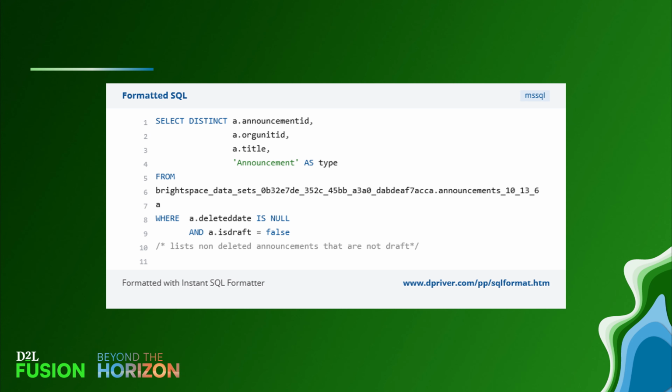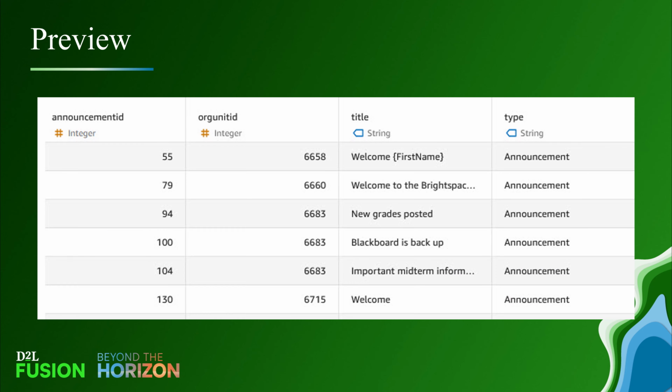This is how it was done in Analytics Builder with a SQL query. We use the announcement ID to represent each announcement, the org unit ID to track which course it came from, the announcement title, and then tagging the type of tool as an announcement. You also see we remove any announcement that has a deleted date and is a draft. This is the result of that SQL snippet.